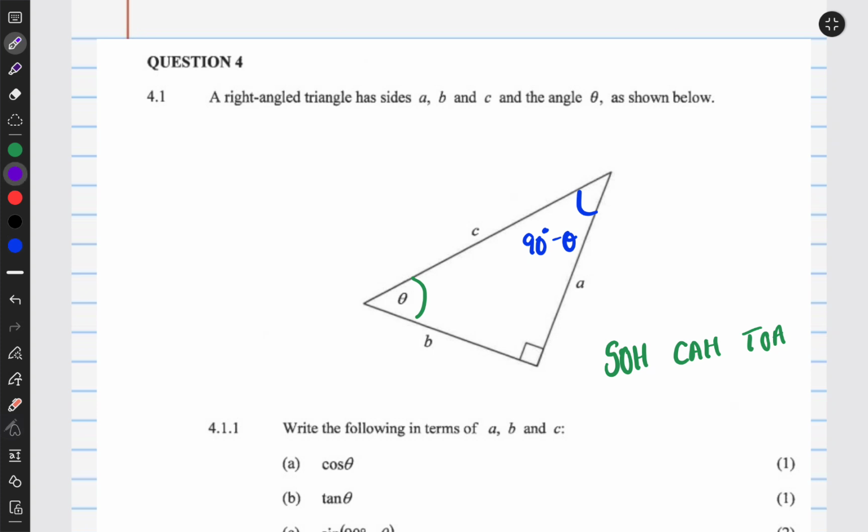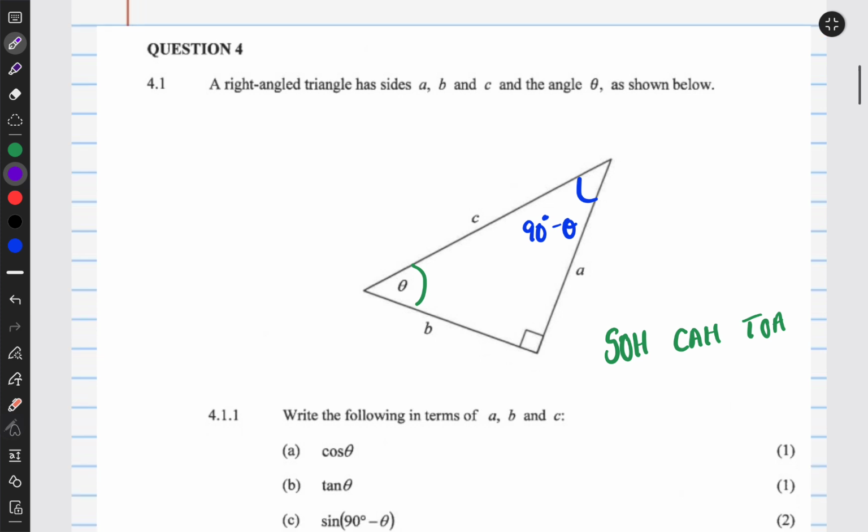For those of you who don't understand, the sum of angles in a triangle is equal to 180 degrees. We have angle 90 degrees there, plus angle theta, plus that unknown angle, let's call it alpha, is equal to 180 degrees. Sum of angles in a triangle. Let's determine what alpha is. Alpha is equal to, take everything to the other side, 180 minus 90 is 90 degrees, minus theta. So alpha will be 90 minus theta.